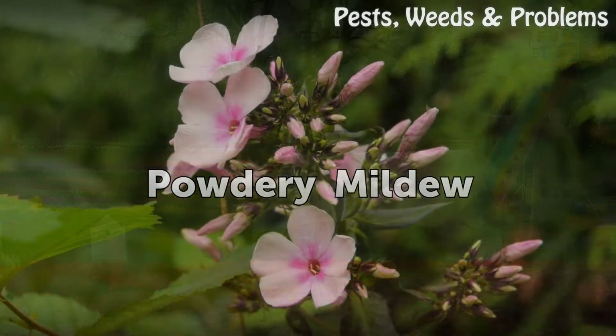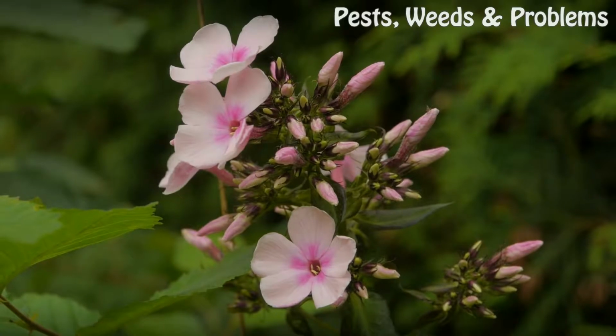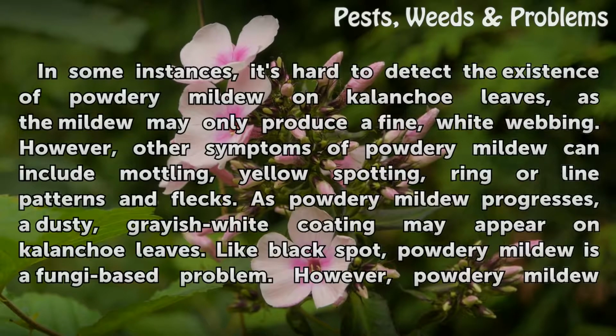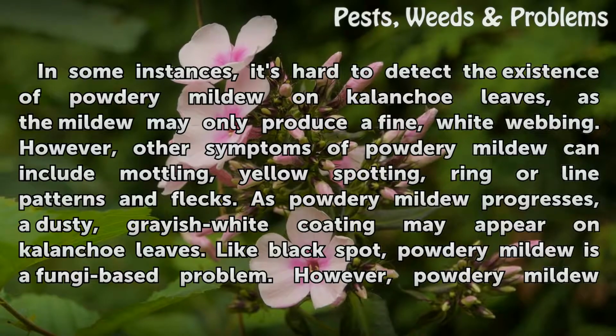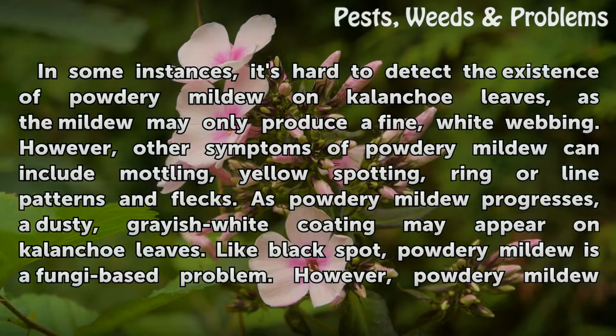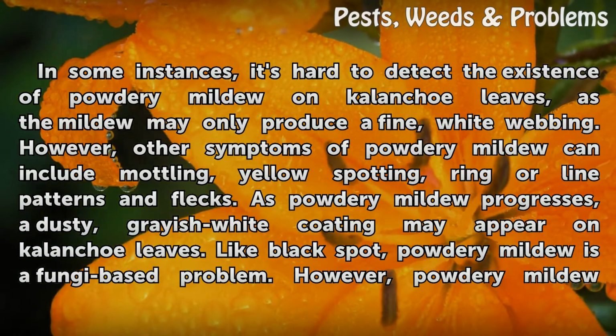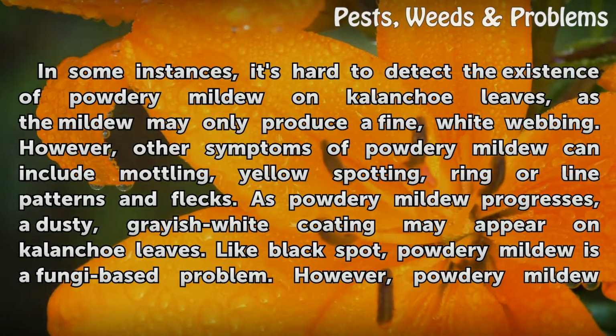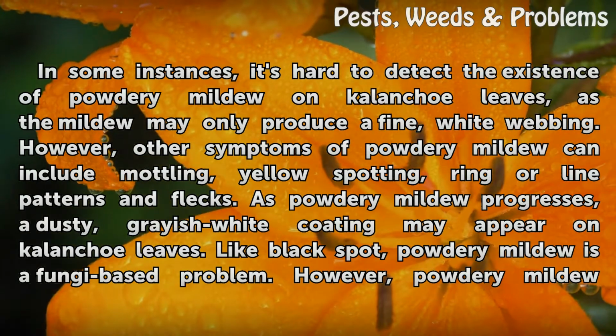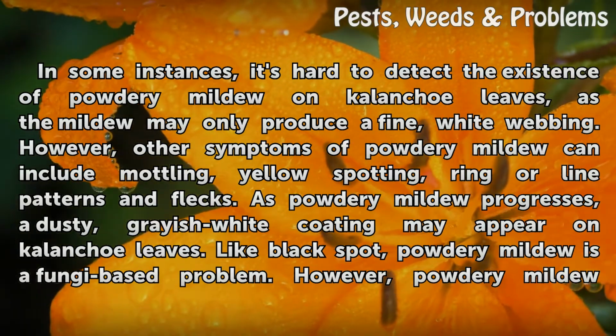Powdery mildew. In some instances, it's hard to detect the existence of powdery mildew on kalanchoe leaves, as the mildew may only produce a fine, white webbing. However, other symptoms of powdery mildew can include mottling, yellow spotting, ring or line patterns and flecks. As powdery mildew progresses, a dusty, grayish-white coating may appear on kalanchoe leaves.